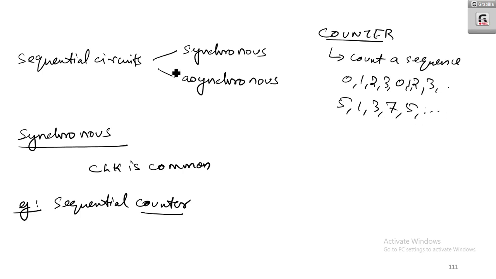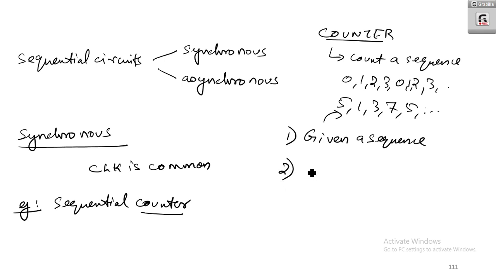So counters can be used for three types of counting. First one is a given sequence. Given a sequence, the counter can count. For example, 5, 1, 3, 7, 5, like that. It is a given sequence. It is known as a general counter. There is no specified word for it.